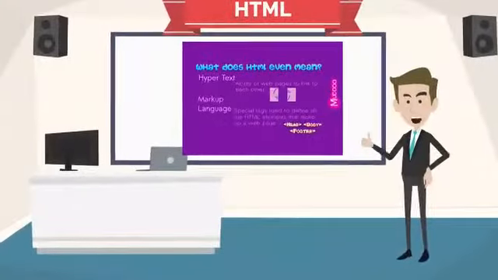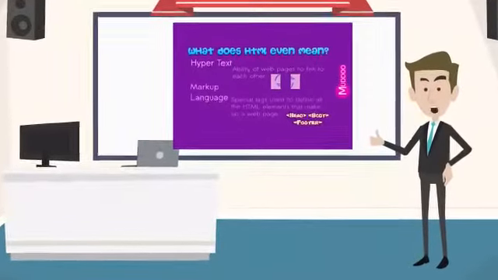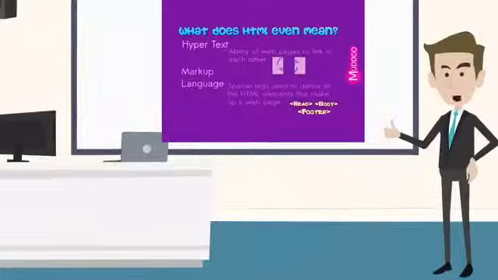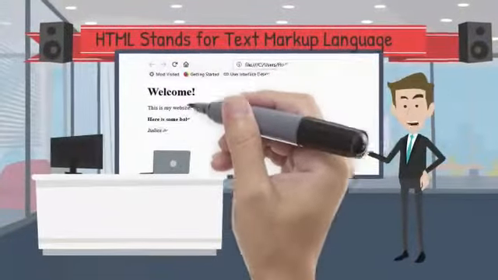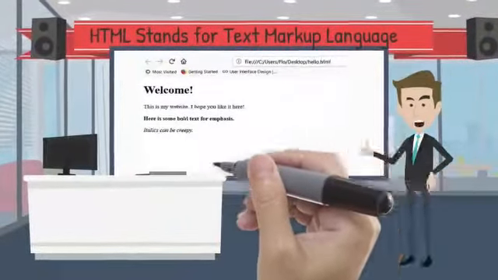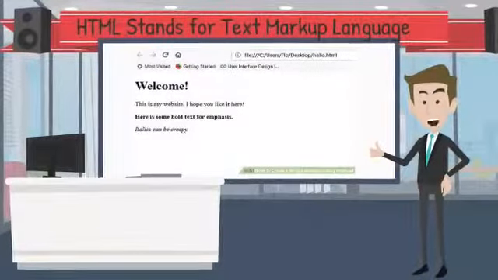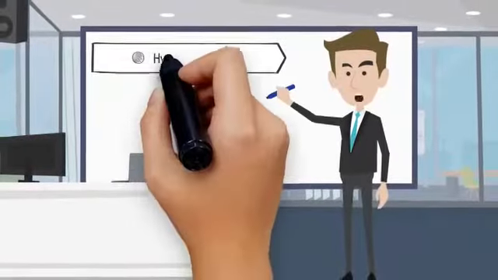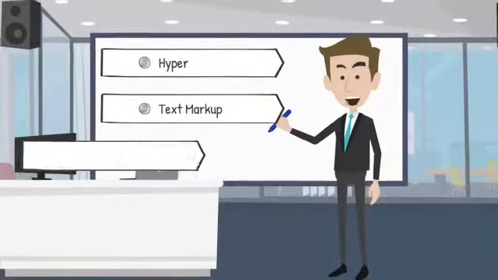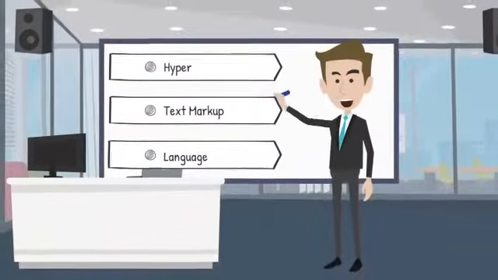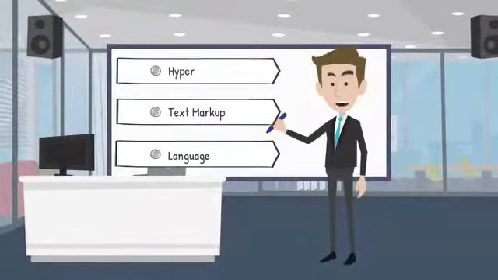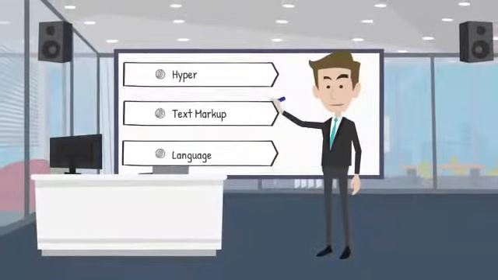So, a lot of us know this by now that HTML stands for Hypertext Markup Language. It is used to design web pages using markup language. HTML is a combination of hypertext and markup language, which means hypertext defines the link between the web pages, and markup language is used to define the text document within tag, which defines the structure of web pages.